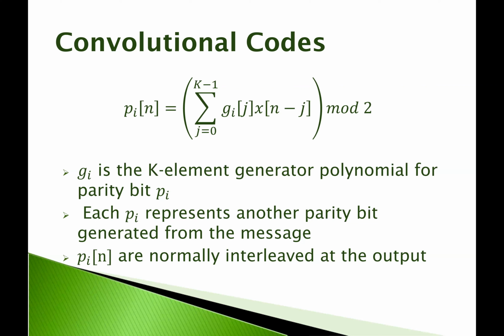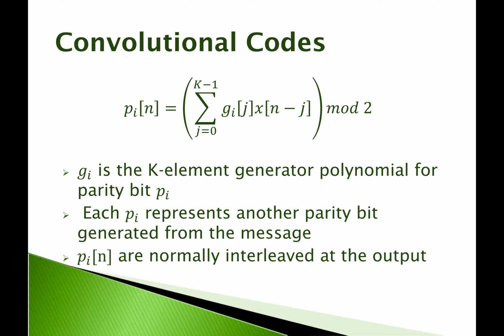So each of these p_i are a different set of parity bits, and n is your time variable here, and so this looks like a convolution, right? So you've got a variable or a signal, let's say, that is being slid across another function, and it's multiplied and added up. So that's where the name comes from, the convolutional code.